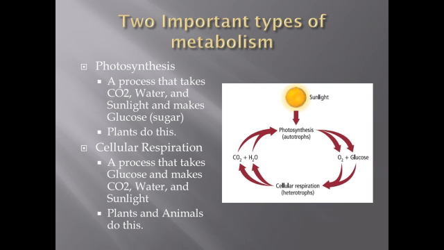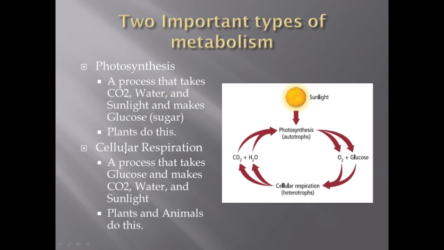This is essentially your carbon and oxygen cycle that we talked about in ecology, where you have things that are constantly in motion through organisms. And this right here is just a written version of what I just told you guys: photosynthesis takes CO2, water, and sunlight and makes sugar. Obviously, plants are the ones who do this because they're the ones who photosynthesize.